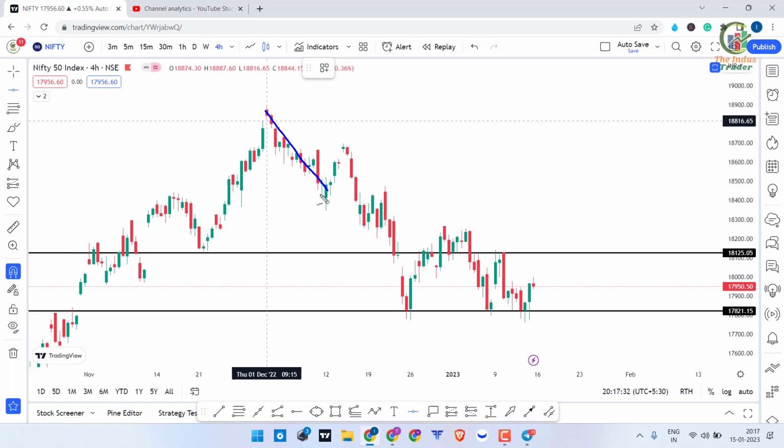After this we got a small pullback here. Again the fall started from here, so you have to mark the level from where the fall started. Okay, this is the level, and again we got a small pullback, and from here again we got a fall. So here you have to understand the psychology.